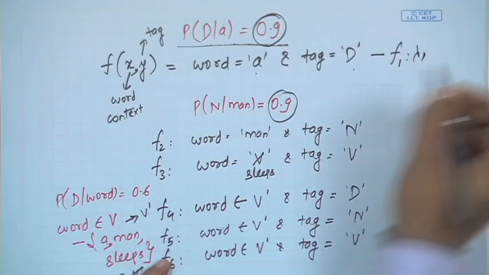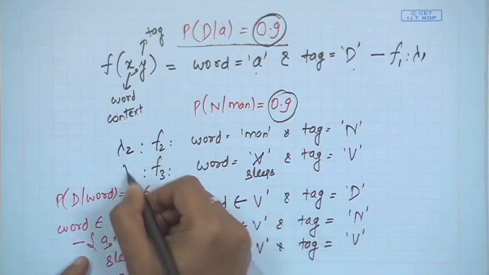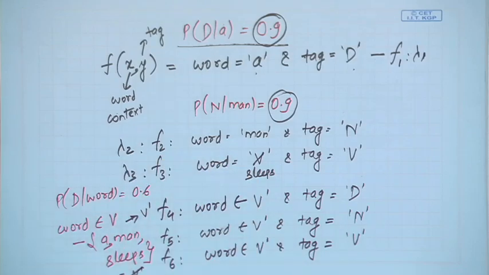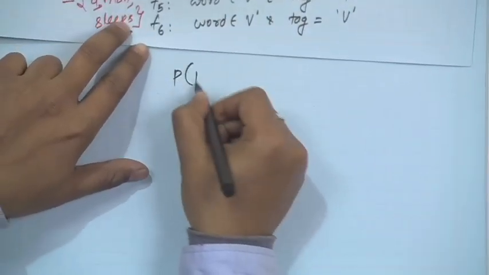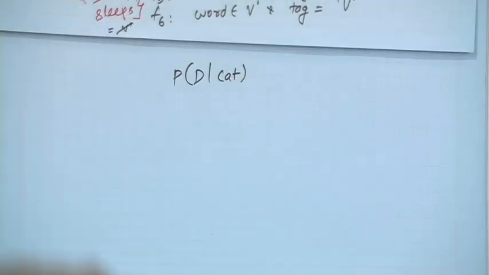So the next part of the question says that now give weights. So suppose this is lambda 1, it has a weight of lambda 1, lambda 2, lambda 3 and so on. So each feature Fi has a weight of lambda i. Now try to find out some probabilities in terms of the model parameters. So let me take the first question itself, that is probability of D given cat. I want to write that in terms of model parameters. So what will be this? Probability D given cat.